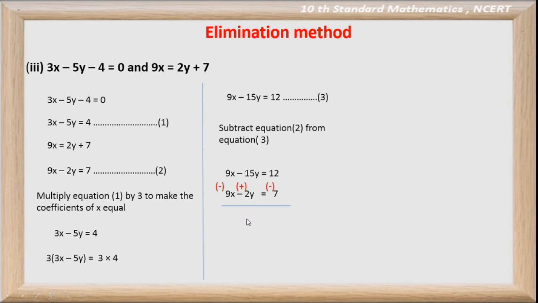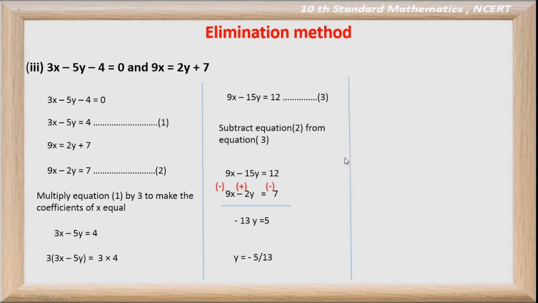First we should add that. So minus 15 plus 2 is minus 13. Minus 13y equal 12 minus 7 is 5. Therefore, we will get y equal minus 5 by 13. Now we got the value of y.